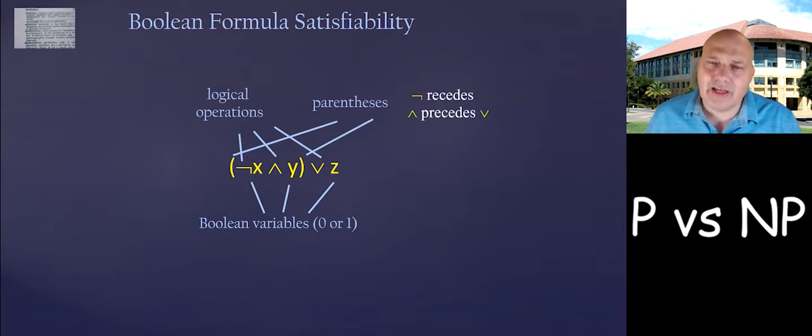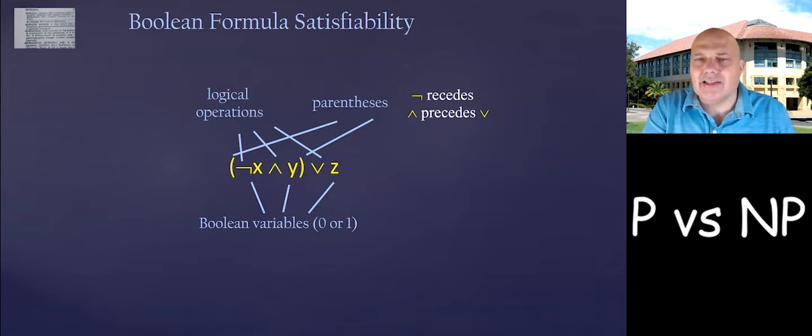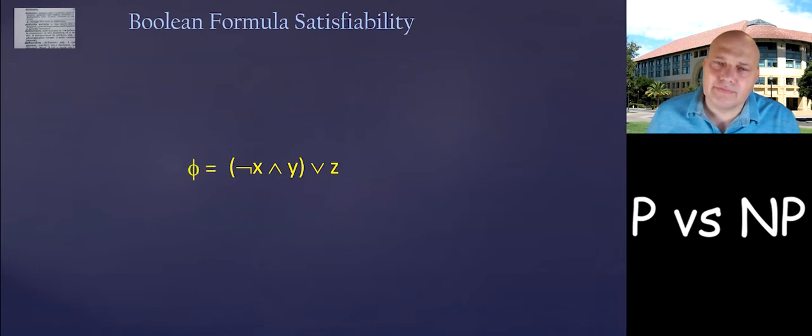Otherwise, the order, apart from the parentheses, is that negation precedes and, which precedes or. So this is a formula, and it has its variables. By the way, a variable or a negation of a variable is sometimes known as a literal.